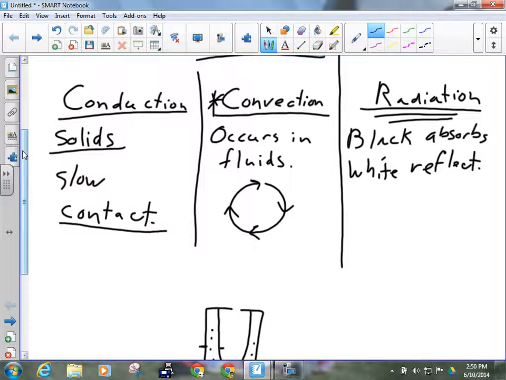Four-letter word, starts with W. Wind. Okay, that's what you went over on Friday. Wind. All right. It is the most important energy transfer mechanism.